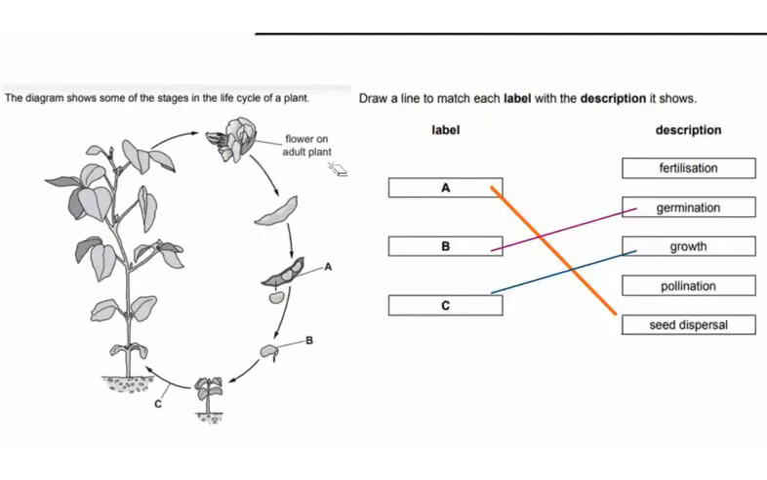Well, the answer for part A is seed dispersal. Part B shows that the seed started to grow a young root. So this is germination. Part B is germination. Part C is growth. You can see that this is a young plant growing into an adult plant. So this is the answer. Now let's move to the next question.